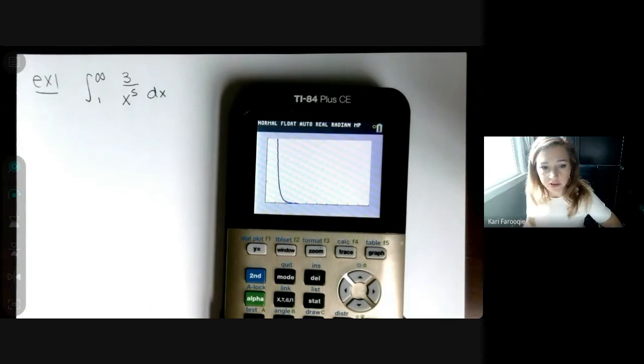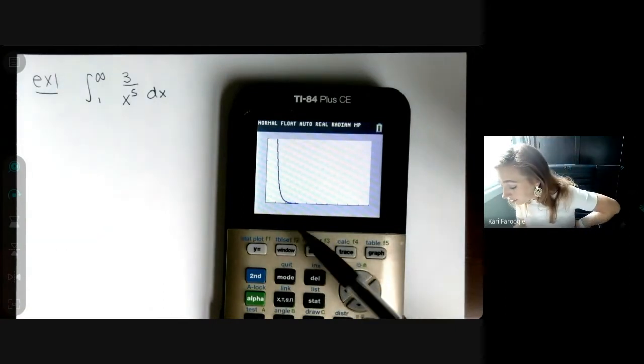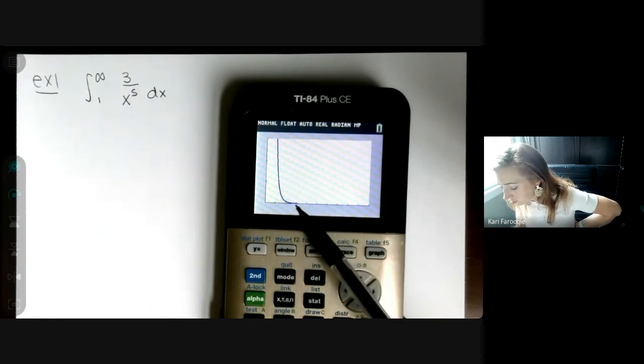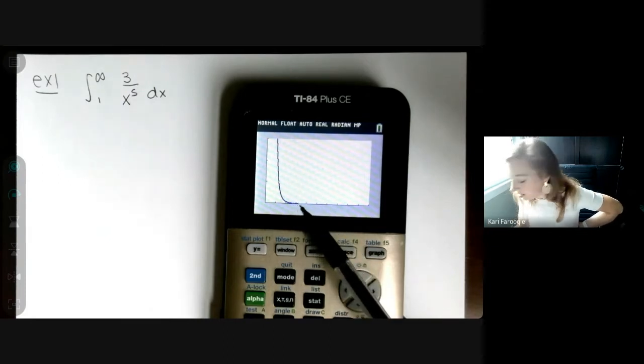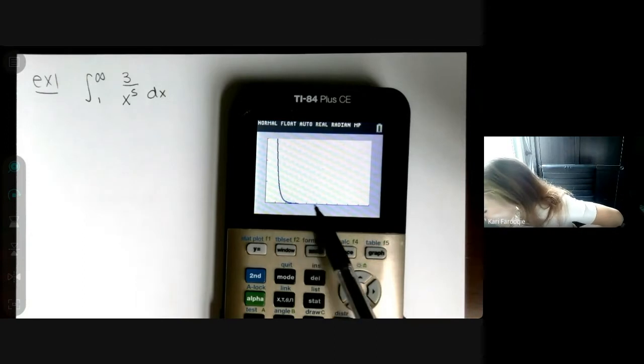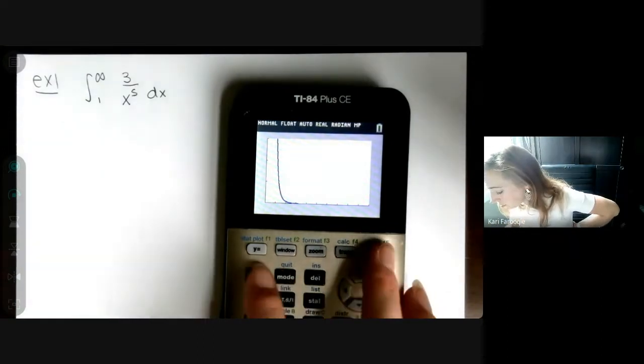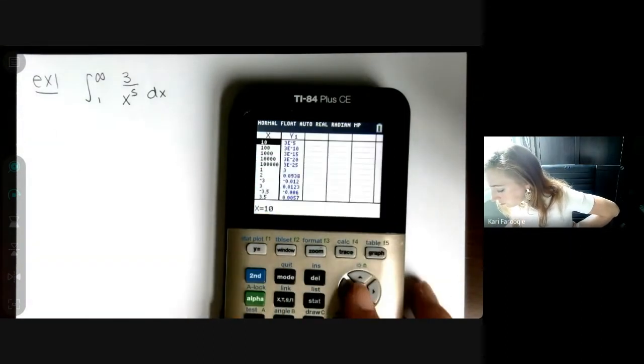I mean, look at what this is doing. It's really hard to tell, but it looks like this is just hitting the x-axis. It's not, but the values are so small. They're so close to the x-axis that you can barely even see that they're positive. You can look at this also if you were to look at your table and see how small these y values are as x gets increasingly large.